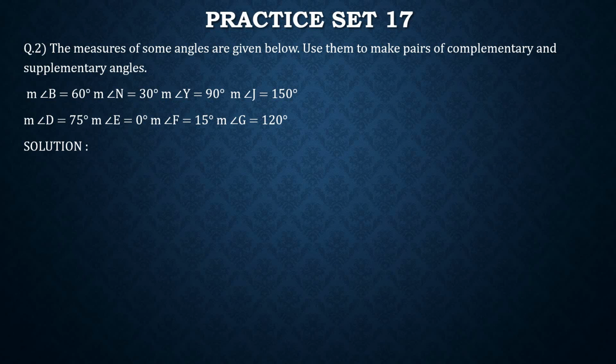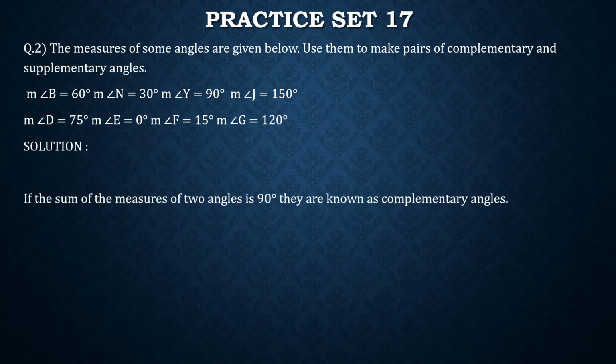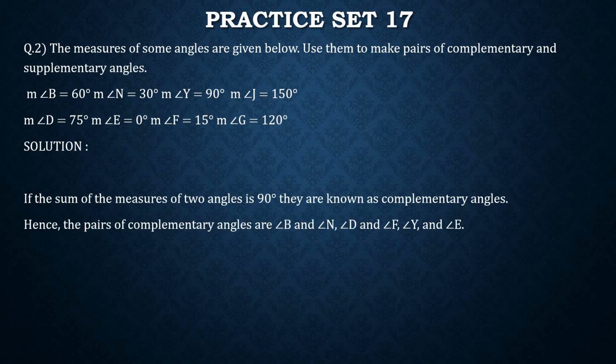Solution. If the sum of the measures of two angles is 90 degree, then they are known as complementary angles. Hence, the pairs of complementary angles are major angle B and major angle N. Because major angle B is 60, major angle N is 30. 60 plus 30 is 90. So they are the pair of complementary angles. Second pair is major angle D plus major angle F. Major angle D is 75 degree and major angle F is 15 degree. When we add 75 plus 15, we get answer as 90 degree. So they are also a pair of complementary angles.